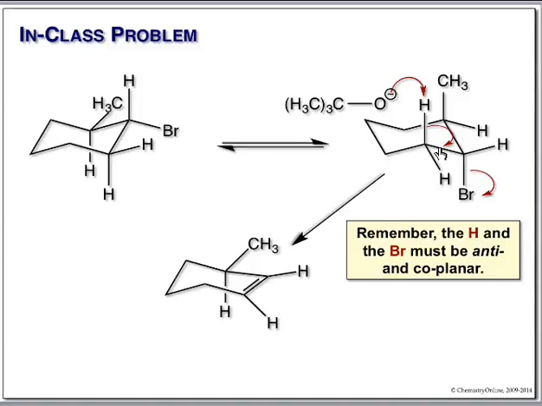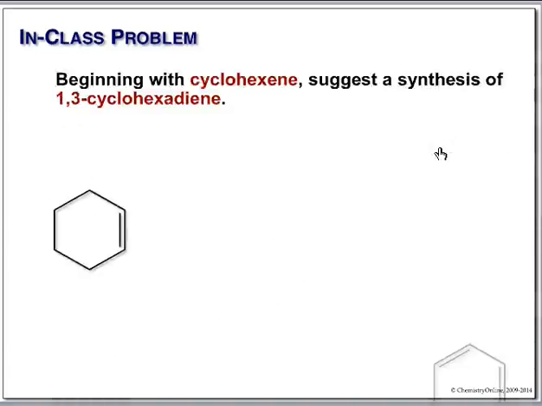And finally, let's end this chapter with our very first two-step synthesis. Two reactions. I give you cyclohexene, and I want you to make cyclohexadiene. Now, next semester we will do two and even three-step syntheses all the time. So this is our first.